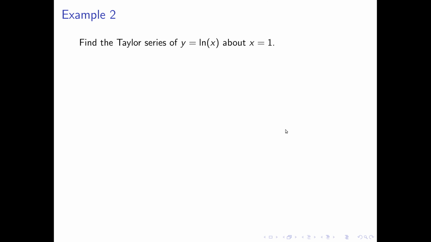Good. Let's try one more. Find the Taylor series of a function about x equals 1. I like x equals 1 here. And let's give it a try. I need to find a pattern in the derivatives. Y equals the natural log. Y prime is x to the minus 1 power. Okay, y double prime is minus x to the minus 2 power.